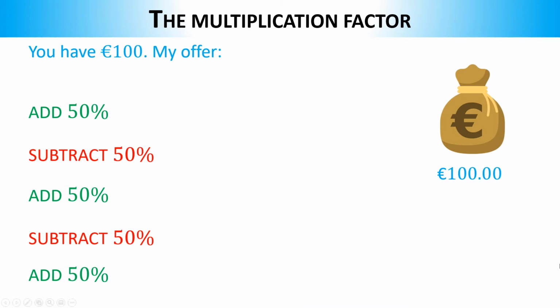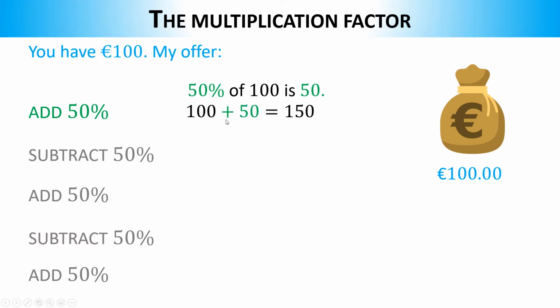You start with 100 euros, and 50% of 100 is 50, so that means we're going to add 50 euros to this. And that means that you now have 150 euros. Now I'm going to take away money, however. And because our starting number is now larger, I will be taking away more than I gave you. 50% of 150 is 75. So I'm going to take away 75. And you are left with 150 minus 75, which is 75 euros.